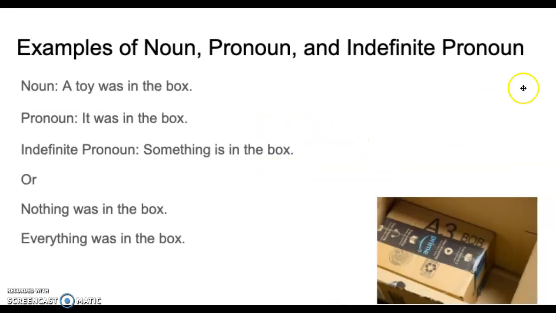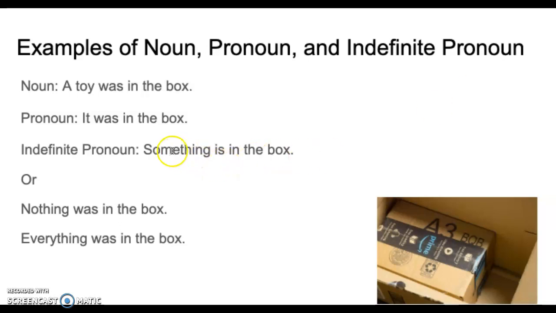Okay, let's do another one. So here's my noun. A toy was in the box. Okay, so I'm talking about a toy, it's a thing. Now we're going to make it a pronoun. It was in the box. So we just went from knowing it's a toy to not knowing what it is. We just know it is something. Then if we want to make it an indefinite pronoun, we say something is in the box, or nothing was in the box, or everything was in the box.